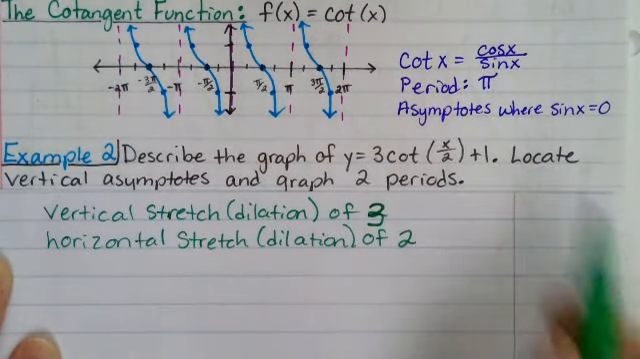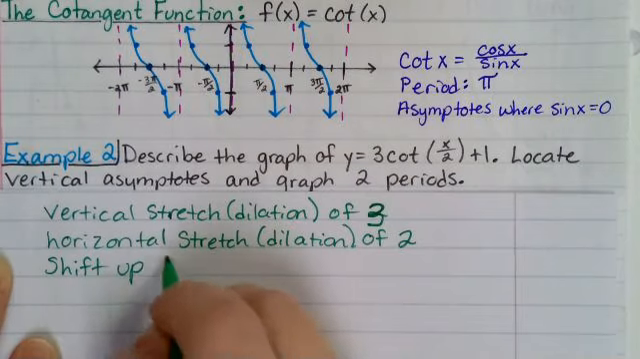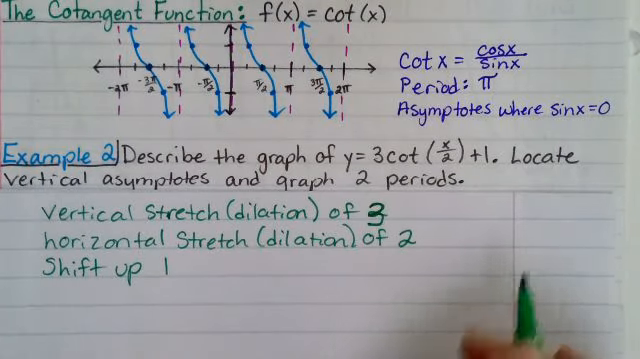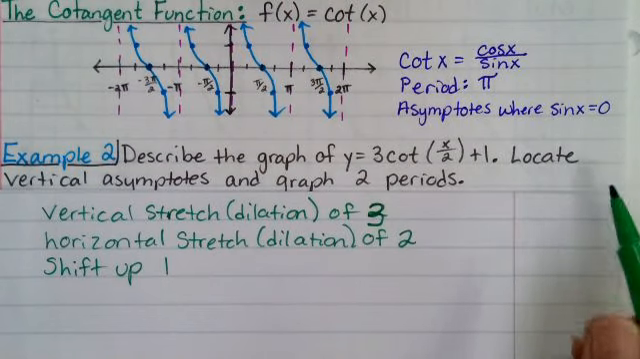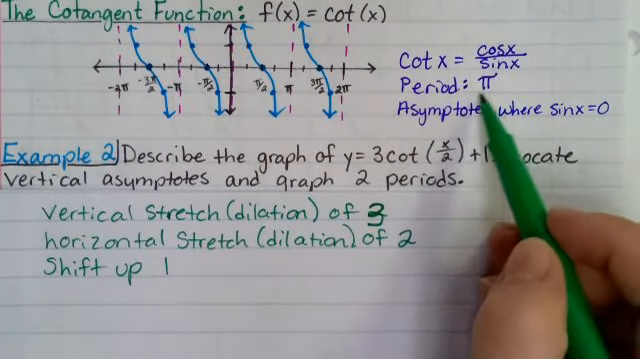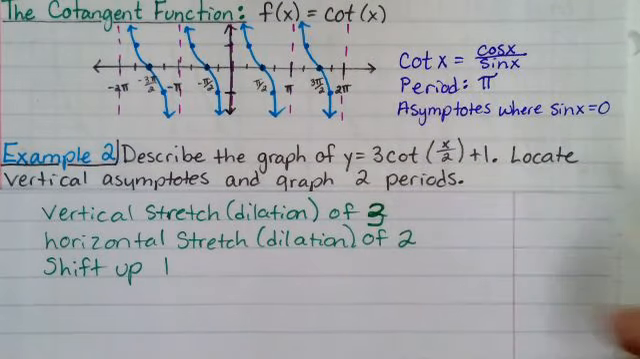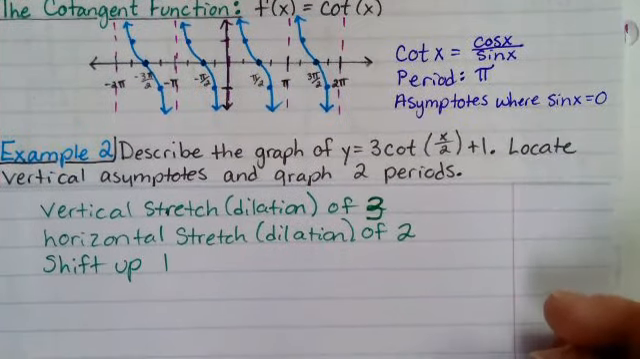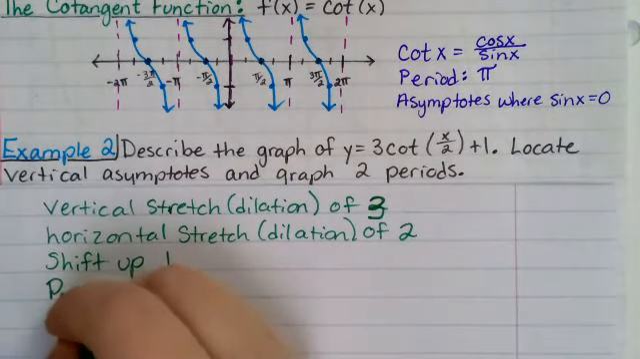We also have this shift up. Then they said locate the vertical asymptotes and graph the two periods. There's also another description I can give. A really defining feature about our trig functions is what the period is. This period is not going to be the same as the parent because it's been horizontally dilated. So let's talk about what that period will be.